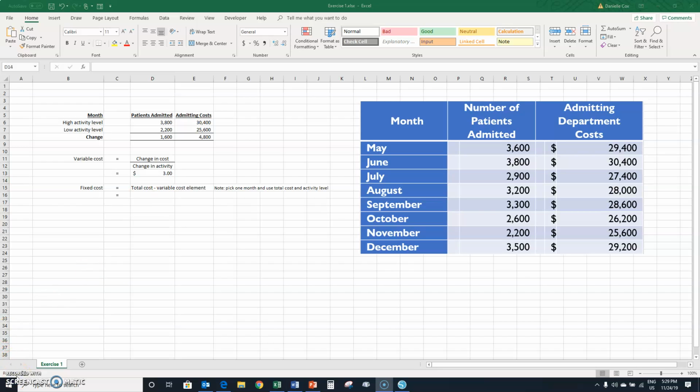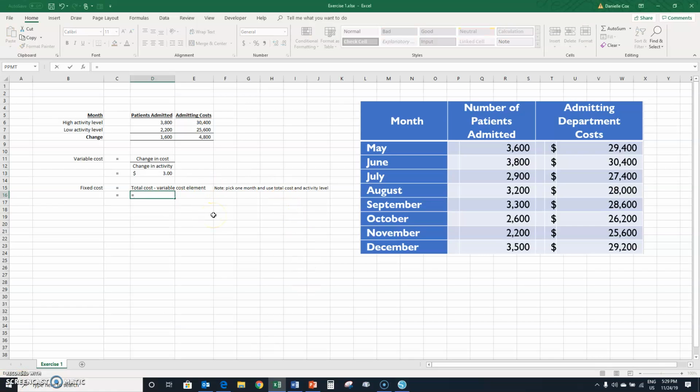Fixed cost is total cost less the variable cost element. Pick the amounts from either the highest activity month or the lowest activity month, but ensure you use the activity level and costs from only one month. Here we will use the values from June, the highest activity month.